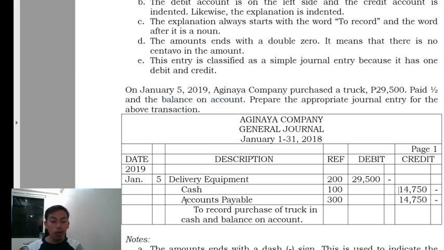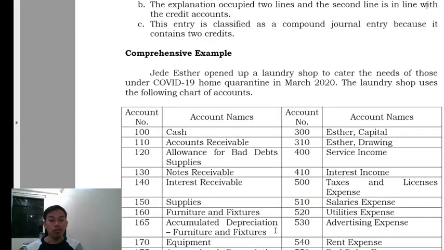And the balance on account, yun hindi nabayaran, utang daw. So kapag nadagdagan ang utang, increase in liability. Check mo sa account mo, it is credit. Credit to accounts payable, another 14,750. Kung in-total mo yung debit niya, 29,500, total mo ang credit niya, 14,750 plus 14,750, that is 29,500. Then you record an explanation to record purchase of truck in cash and balance on account. Kung bumili tayo ng truck, nagbayad tayo ng cash, at yung natira on account, inutang natin. So, we are simply describing kung ano yung nangyaring transaction.